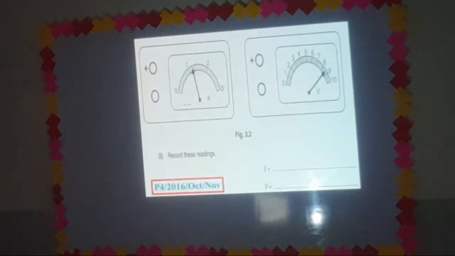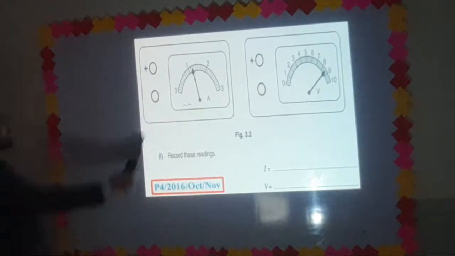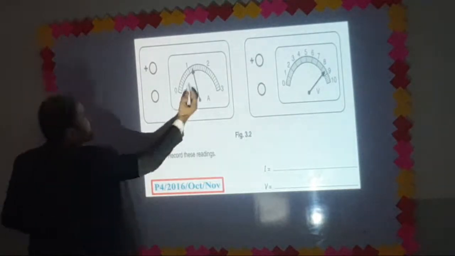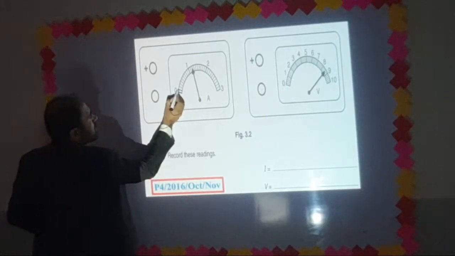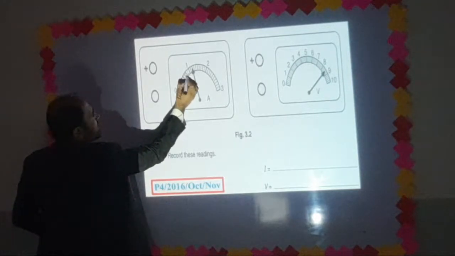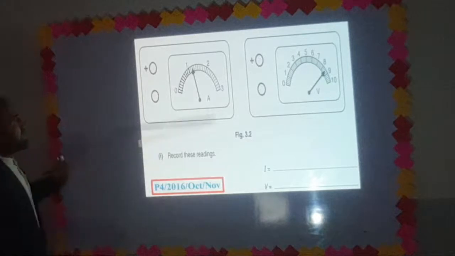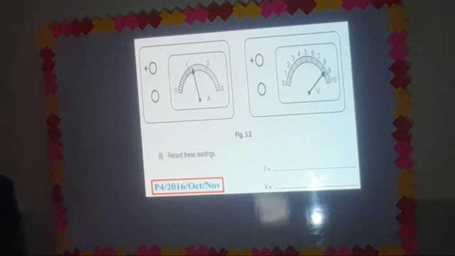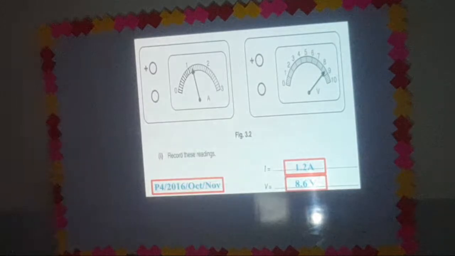This is P4 2016, October, November. Record the readings. Here the current will be measured through the ammeter. Have a look at the values. This is 0, 0.1, 0.2, 0.3, 0.4, 0.5, 0.6, 0.7, 0.8, 0.9 and 1. Here the reading will be 1, 1.1 and 1.2. The reading is 1.2 and here the reading is 8.6.